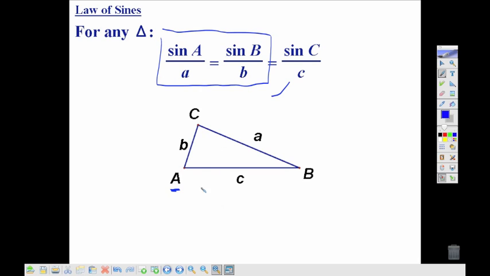We could also write this if we were looking for, say, A here. I could start with A over sine of A, and that would be equal to either B or C. So let's say we're using C, and then the angle opposite of that. The important thing is that we're keeping sides and angles opposite of each other, top and bottom. And if I'm using sides on top, I'll use angles on bottom. Angles on top, sides on the bottom.